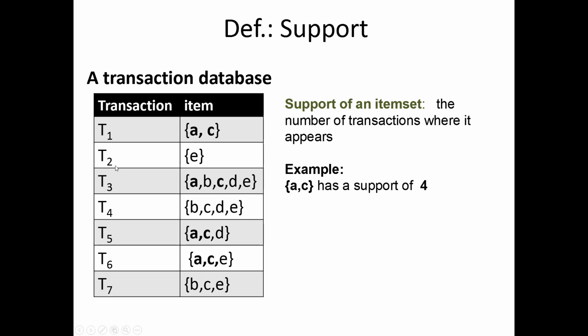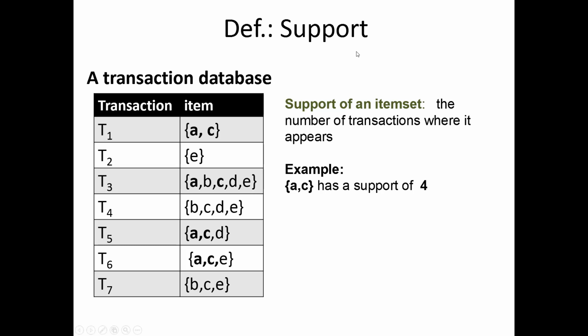Another transaction, T2, some people have bought an item E, like eggs. Then in T3, some people buy A, B, C, D, E, and so on. So we might have a database like this, we call it transaction database, about shopping. Or actually, it could be other things. There are many things that we can represent with a database. Actually, A, B, C, D, E are some symbols. It does not need to be about shopping. It could be about web pages or about text documents and so on.